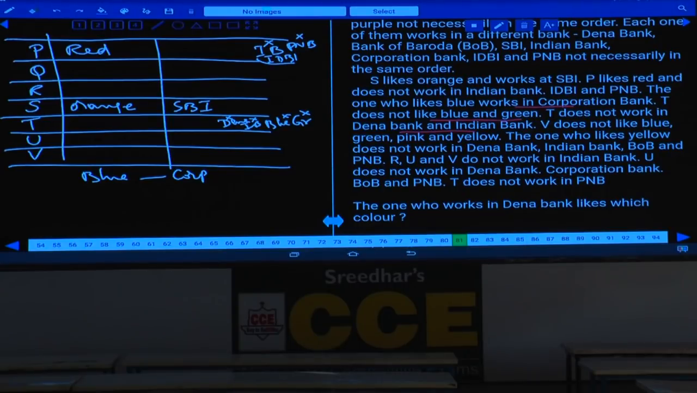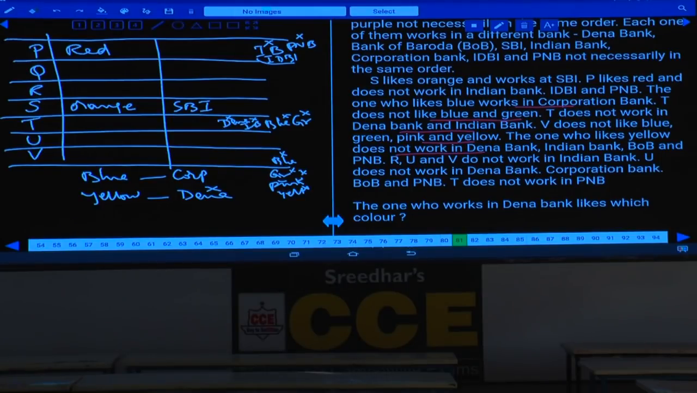V does not like blue, green, pink and yellow. Next one: the one who likes yellow does not work in Dena Bank. So write Dena Bank and put a cross.